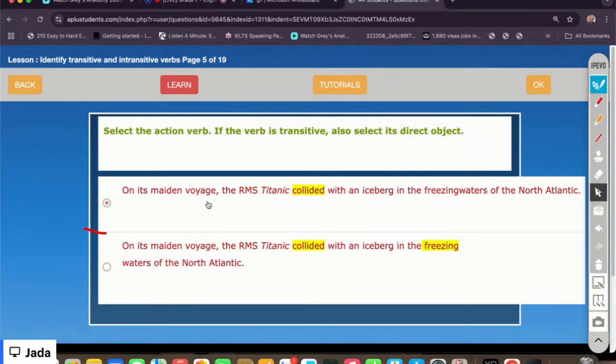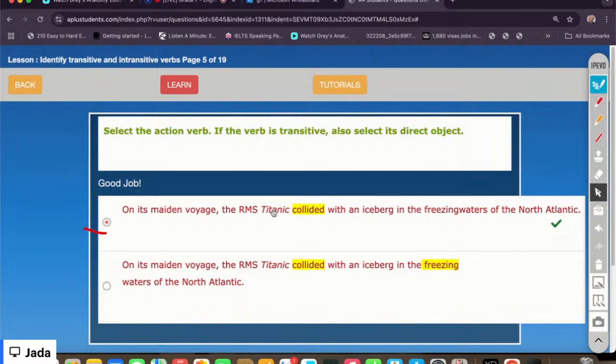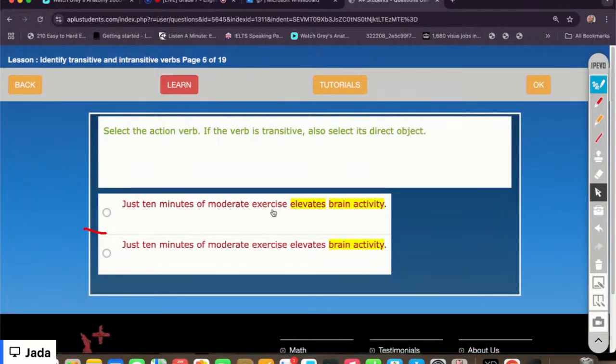So on its maiden voyage, the RMS Titanic collided with an iceberg in the freezing waters of the North Atlantic. So, what do you think is the right answer here? The first one is correct. Okay?